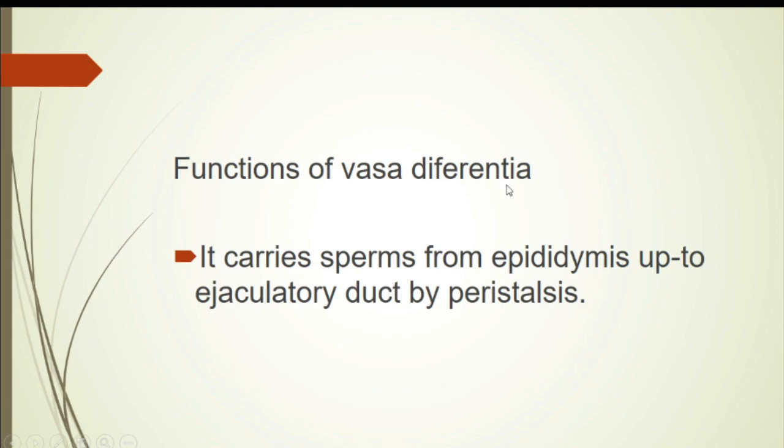This is the function of the vasa deferentia. They carry the sperms from the epididymis up to the ejaculatory duct by peristalsis. Peristalsis, that means as we have seen, this vas deferens is made up of muscles. So the muscles contract and relax, and this contraction and relaxation is called peristalsis, by which the sperms are passed towards the next part.